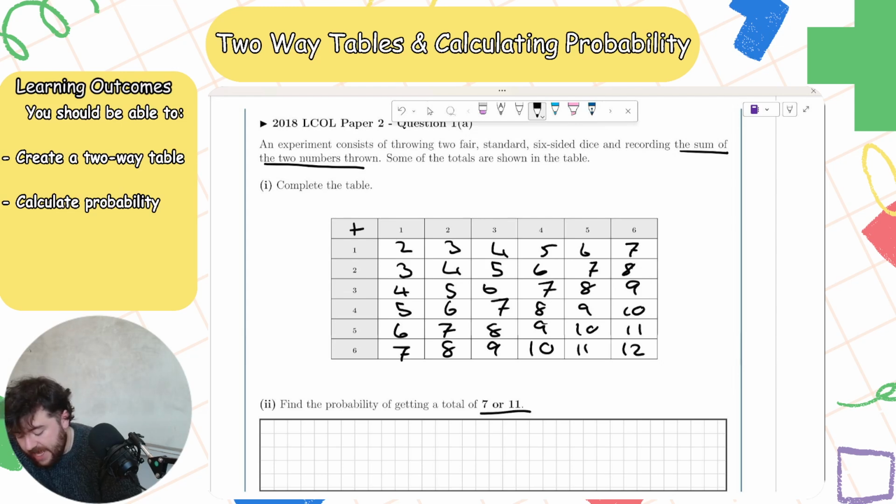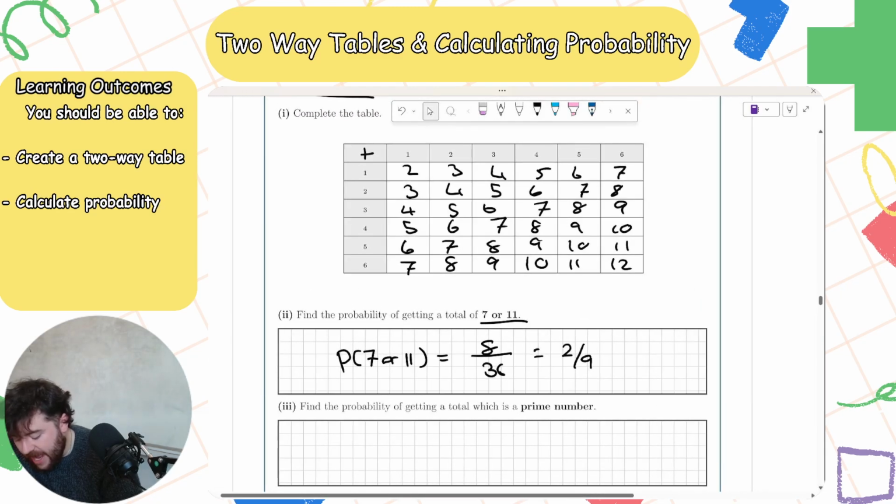Find the probability of getting 7 or 11. So we have 1, 2, 3, 4, 6, 7, 8. So we have 8 in how many chances? 36 chances of getting a 7 or an 11. The probability of 7 or 11 is going to be 8 in 36, that is equal to.